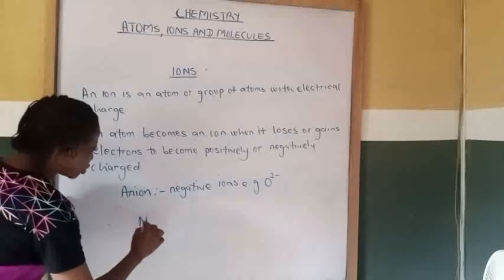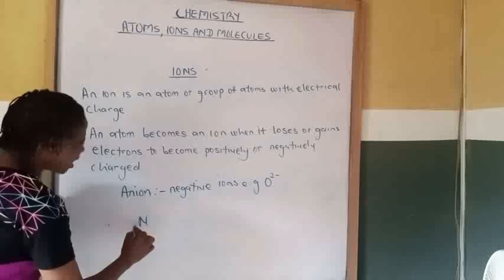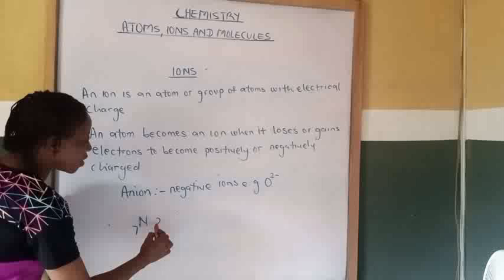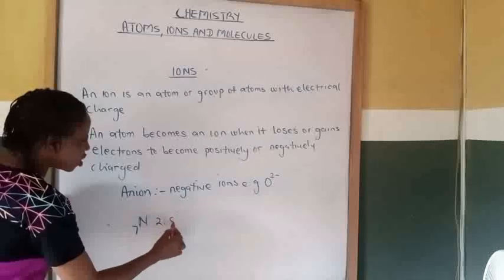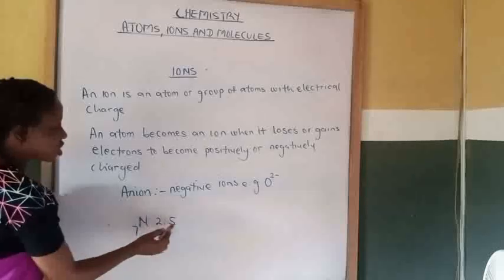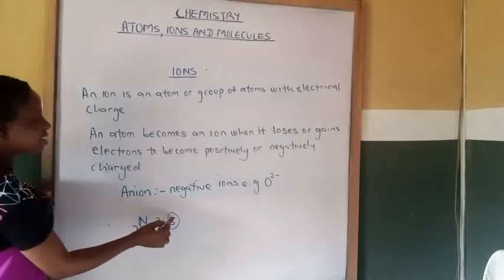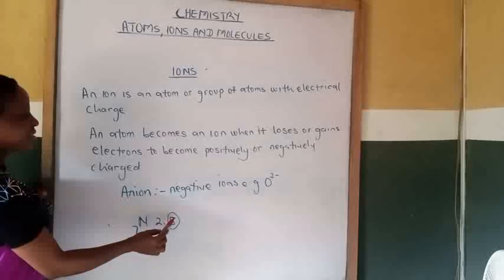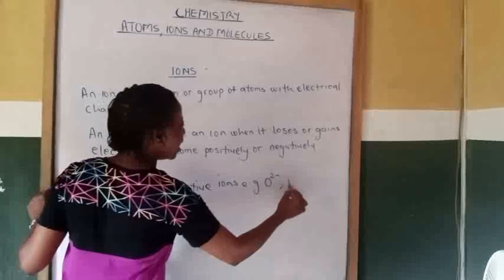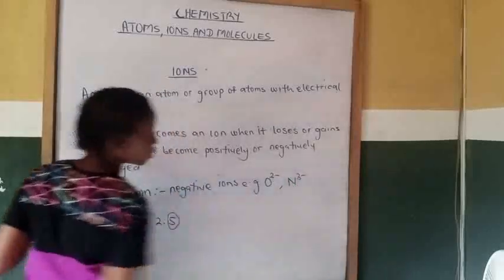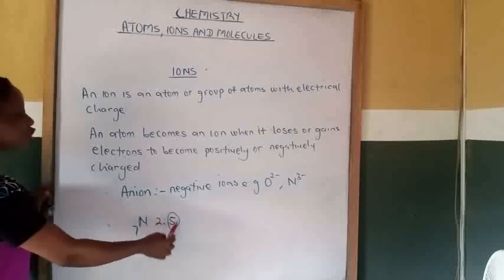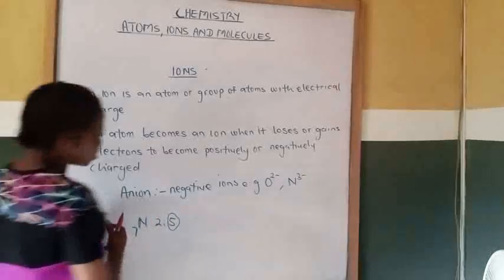Now let's take another example. Before oxygen we have nitrogen. Nitrogen is number 7. The first shell carries 2, then the second shell carries 5. 2 plus 5 gives us 7. So the valence electron is 5, and it needs 3 to complete that 8. So nitrogen ion will be N3-, because it needs 3 to complete the outermost shell.